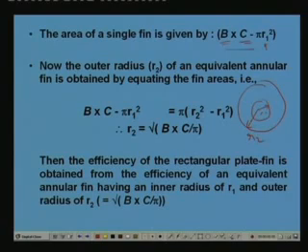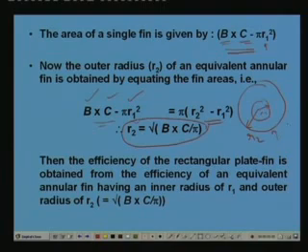Now this area is equated to the area of the annular fin. The area of the annular fin is nothing but pi into R2 square minus R1 square. So this should be equal to B into C minus pi R1 square, and B and C are known to us and R1 is also known to us. So by equating these two expressions, we get an expression for R2, and R2 is simply equal to square root of B into C by pi. So we can find out the outer radius of an equivalent annular fin.